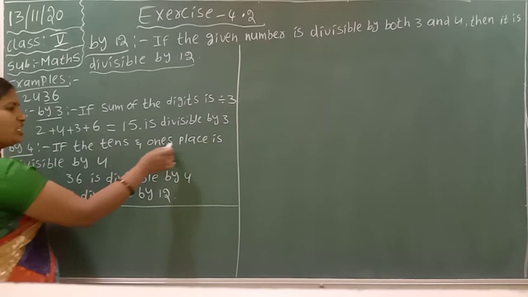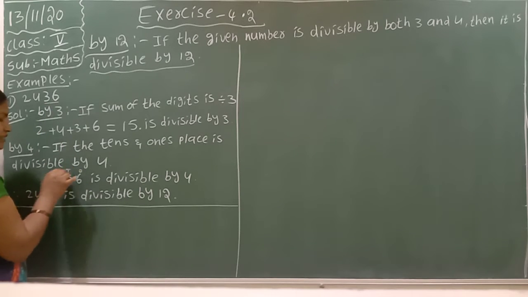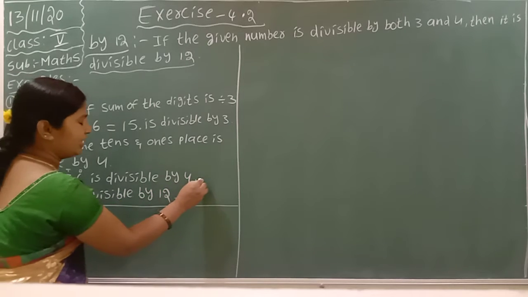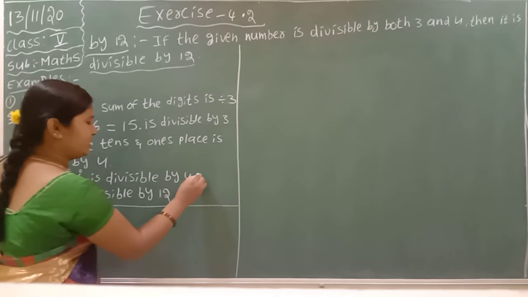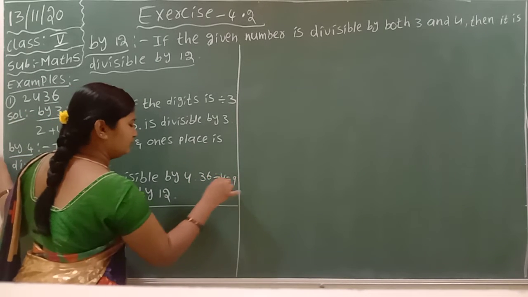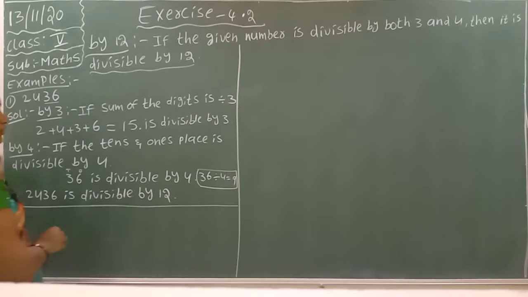Now check by 4. If the tens and ones place is divisible by 4. Tens and ones place number is 3, 6, 36. It is also divisible by 4. Why? Because 4 nines are 36. 36 divided by 4 is equal to 9. So, automatically 2436 is divisible by 12.